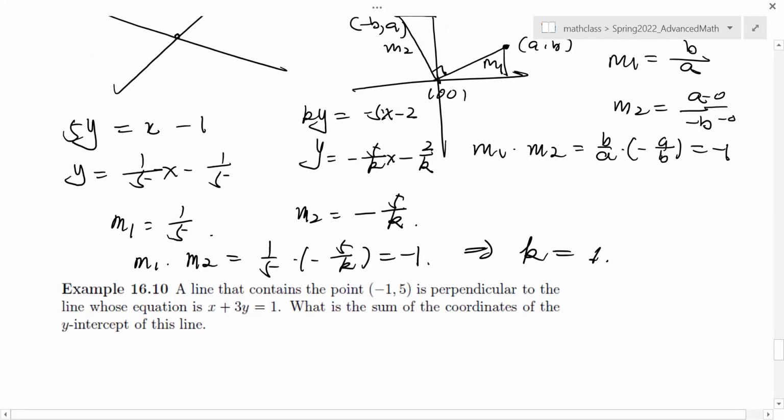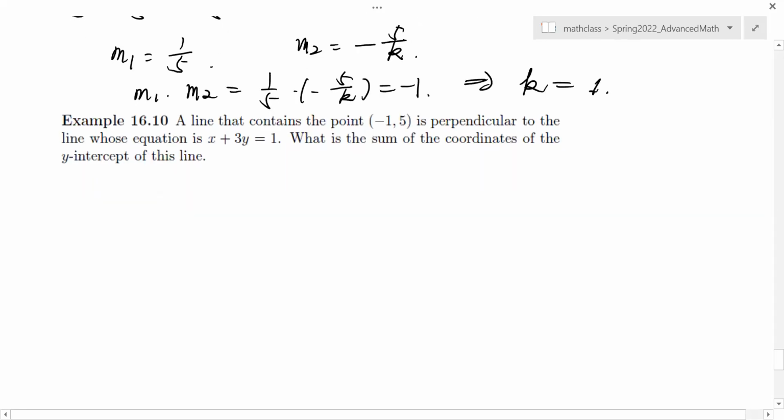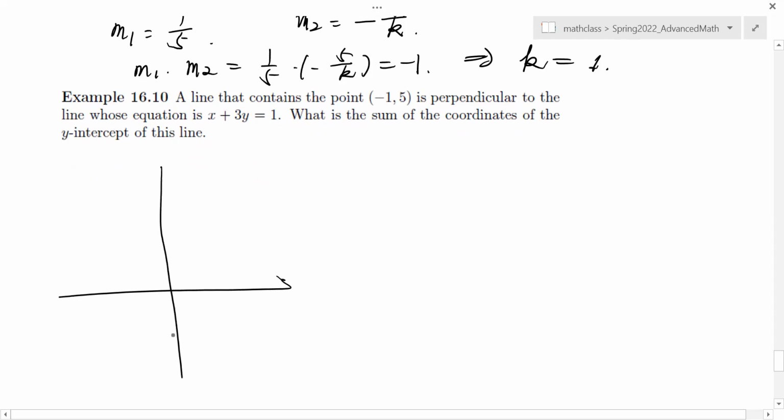Okay, so let's take a look at the next problem. I want you to try. I stop here and let you try first. So first of all, a line containing the point -5, -1 is perpendicular to the given line x plus 3y equals 1. Now, what is the sum of the coordinates of the y-intercept of this line? So let me draw the picture here. The given line, it's harder to draw. This is the given line, I just sketch it, okay?